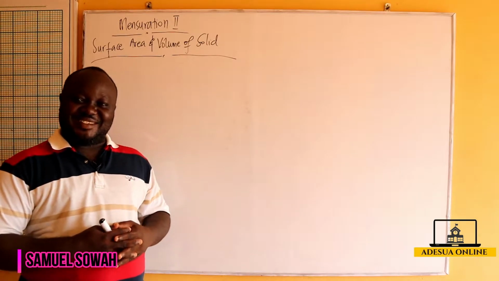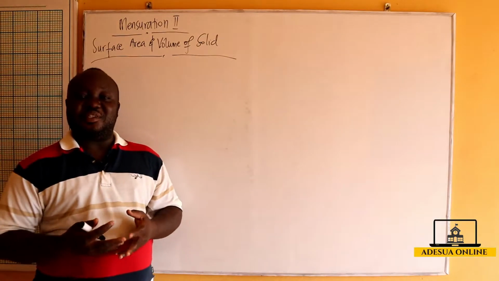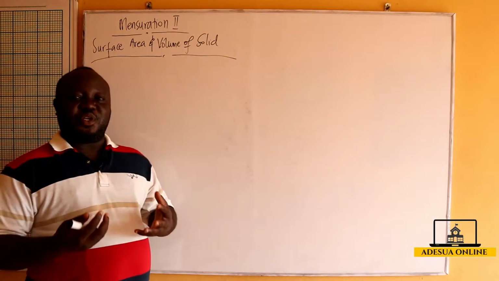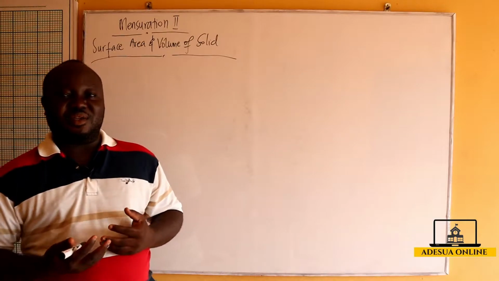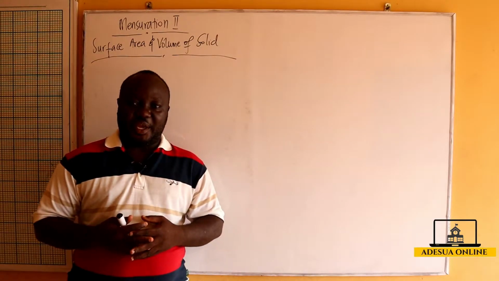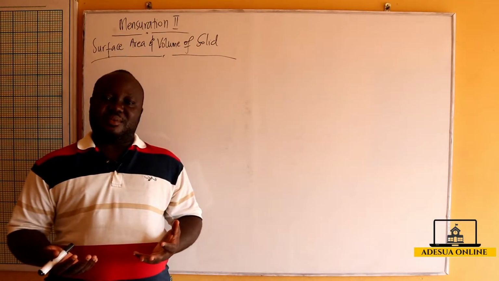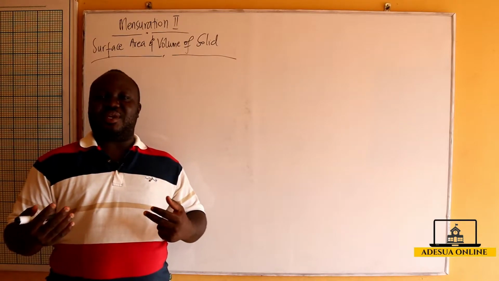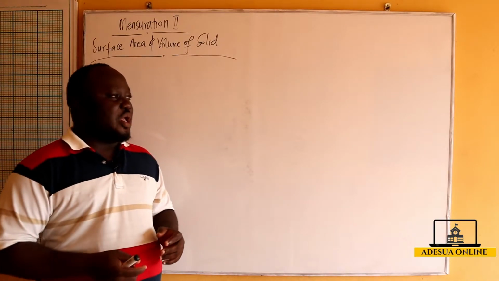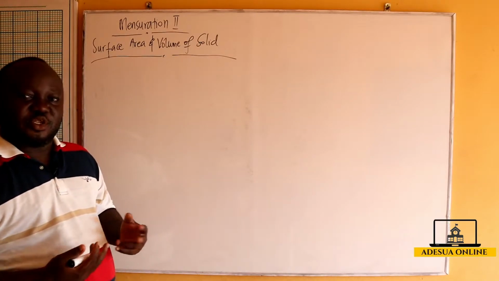My lovely students, our topic for today is mensuration 2. And in mensuration 2, we are going to build upon what we learned in mensuration 1, which is the area and perimeter of various shapes. Now the basic shapes we always know are circles, rectangles, triangles, and so on and so forth. So today we are going to talk about the surface area and volume of solids.